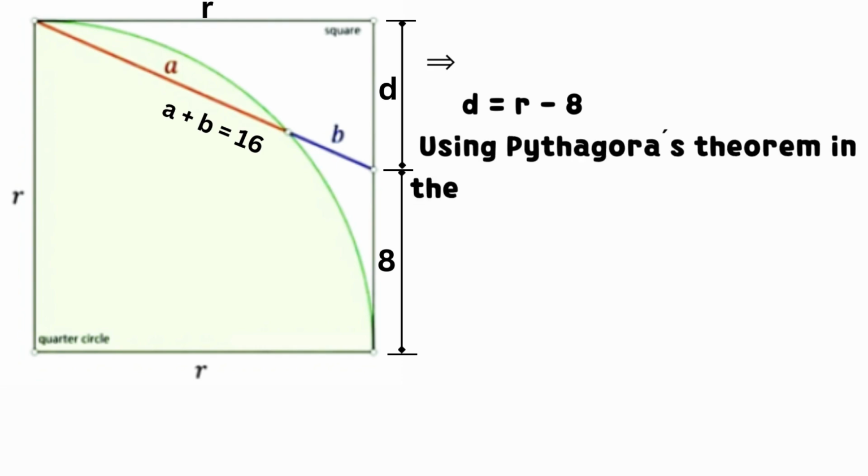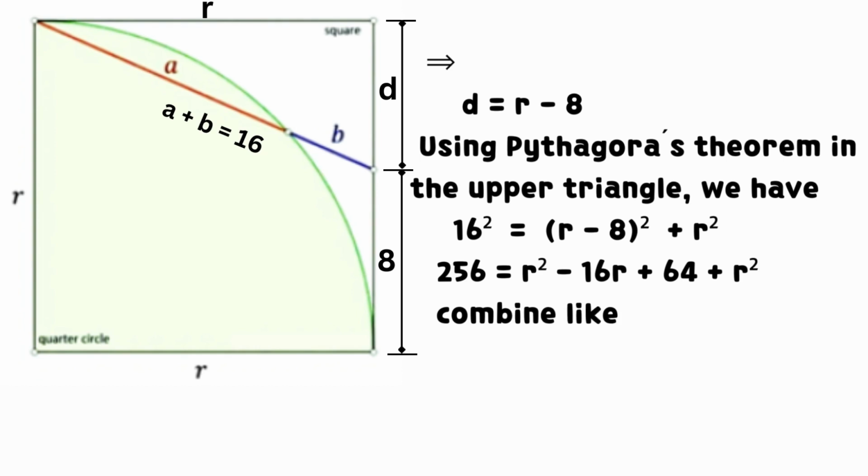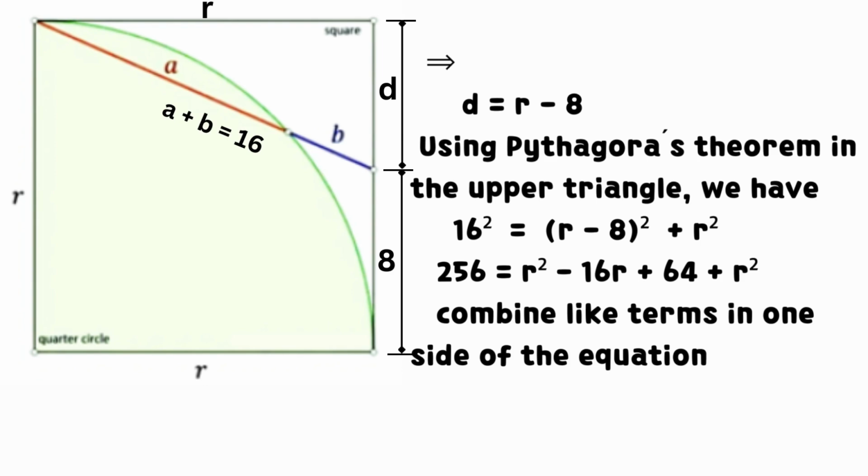It implies that D equals R minus 8. Using Pythagoras' theorem in the upper triangle, we have the square of 16 equals the sum of the square of R minus 8 and the square of R. Simplify and combine like terms in one side of the equation.